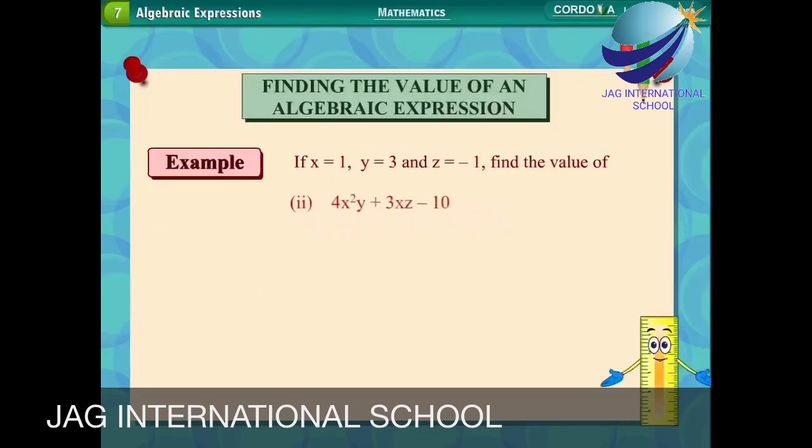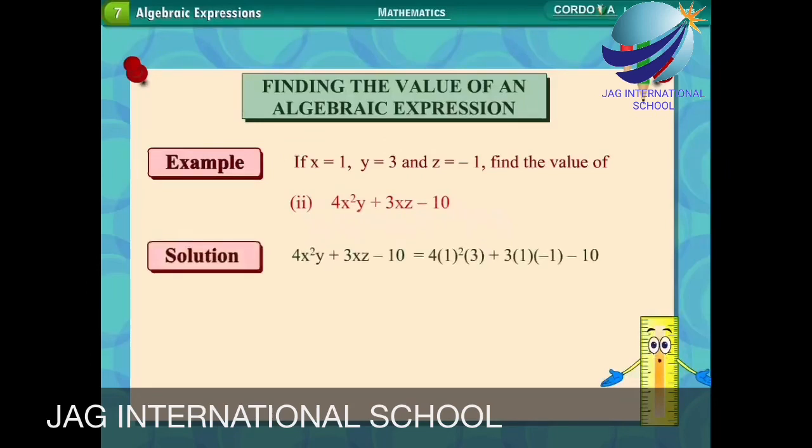4x squared y plus 3xz minus 10. 4x squared y plus 3xz minus 10 is equal to 4 into 1 squared into 3 plus 3 into 1 into minus 1 minus 10, which is equal to 12 minus 3 minus 10, which is equal to 12 minus 13, which is equal to minus 1.